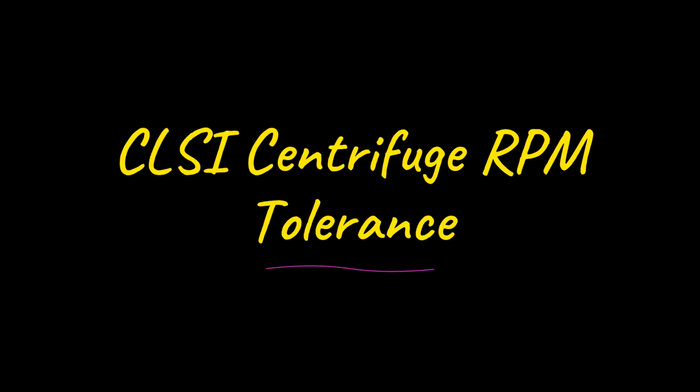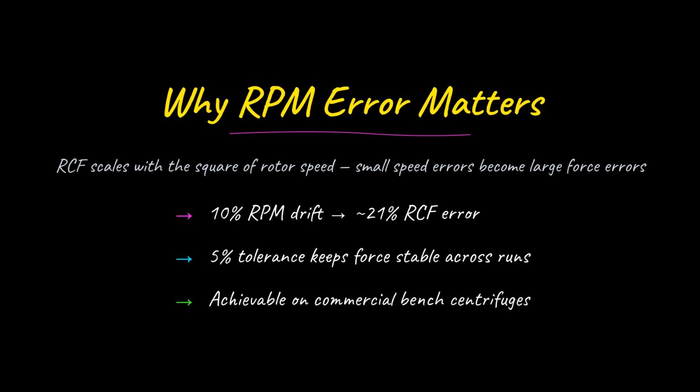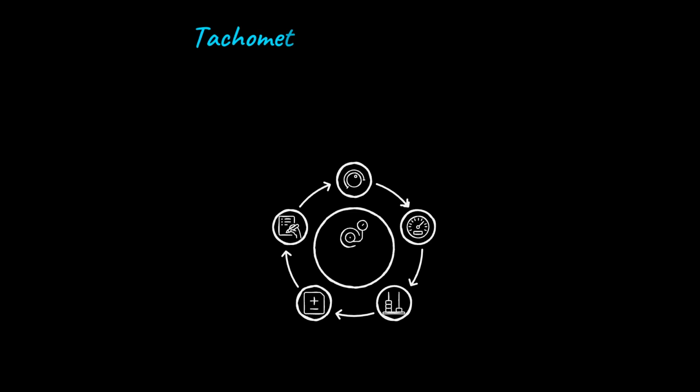Understanding why this number exists requires looking at the physics connecting rotor speed to the force actually applied to a sample tube. Relative centrifugal force scales with the square of angular velocity. That squaring relationship means a 10% drift in RPM produces roughly a 21% error in actual force at the rotor edge. The 5% tolerance was chosen as the balance point, strict enough to protect analytical results, yet achievable with normal motor and sensor variation on commercial equipment.